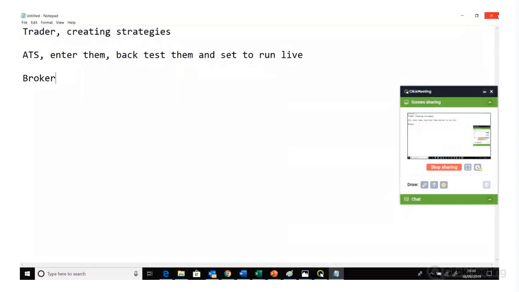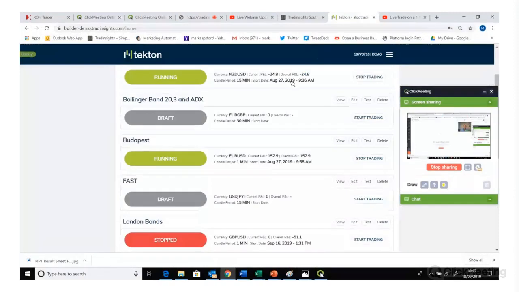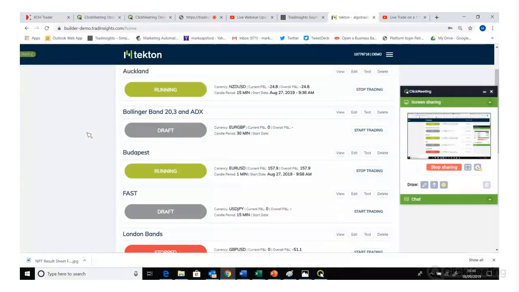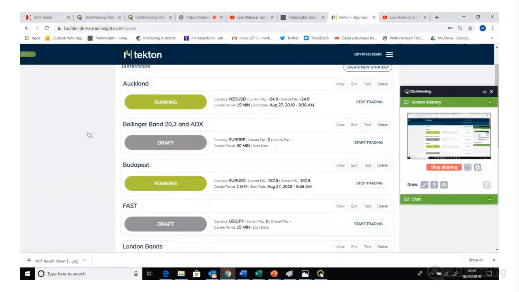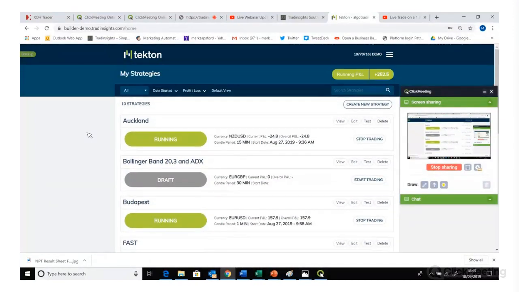So let's get into the heart of the matter now and show you how we create a strategy. I just want to confirm, can you see the screen with all the trading strategies on? I think you can, so I can see it myself here. As you can see, we've got an account here with a number of strategies. This is the first screen you will see.